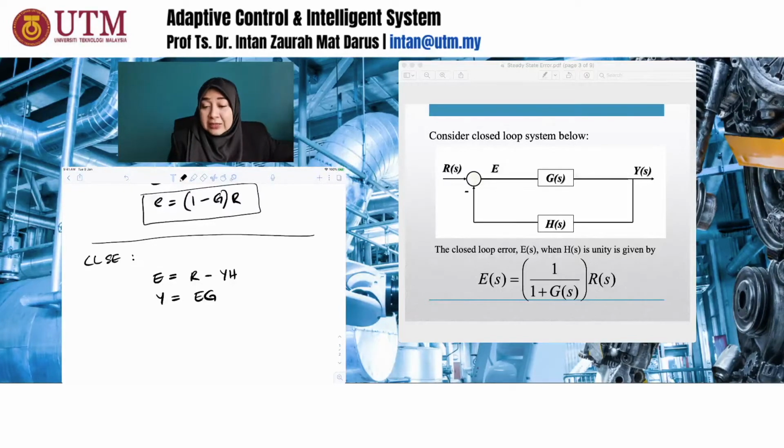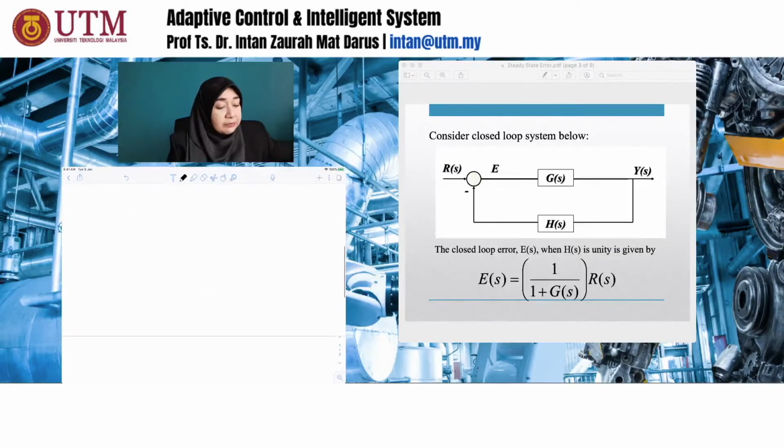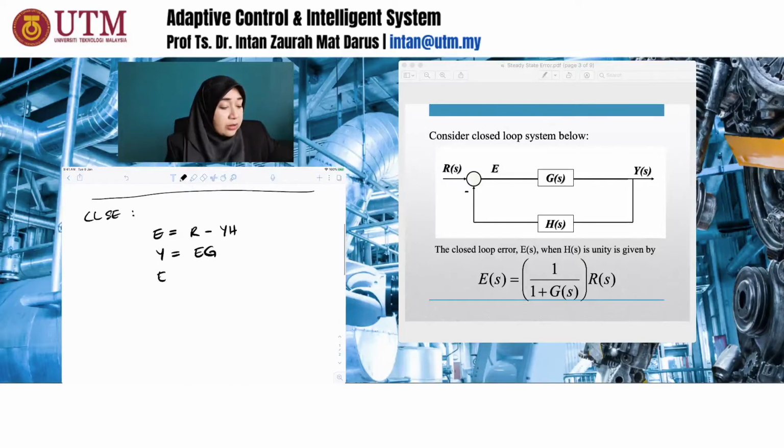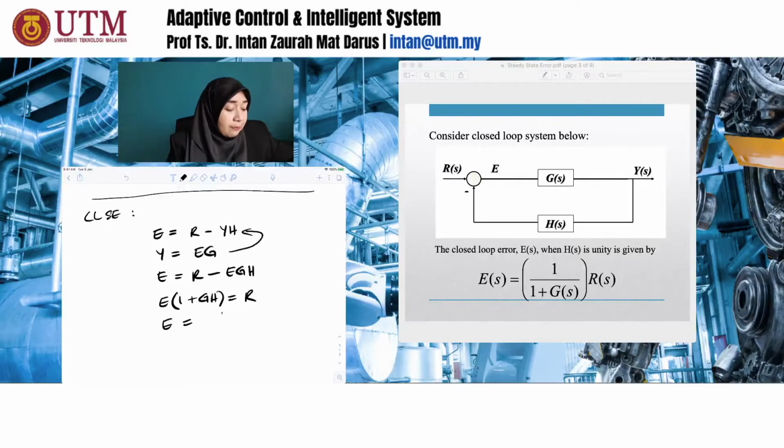So I can just substitute this value of Y into the first equation of error. Then my error will become E is equal to R minus EGH, by substituting that value into your error equation for closed loop system. Then I can just collect the error together. I will have E plus EGH, so just E multiplied by 1 plus GH equals R, and then I can write in terms of error alone. Error is equal to 1 over 1 plus GH multiplied by R. So this is the error equation for your closed loop system.